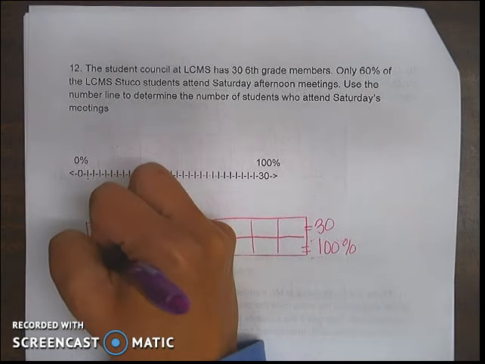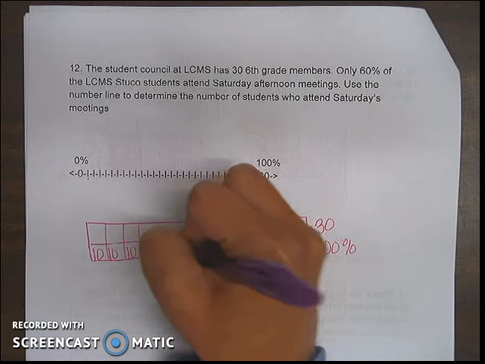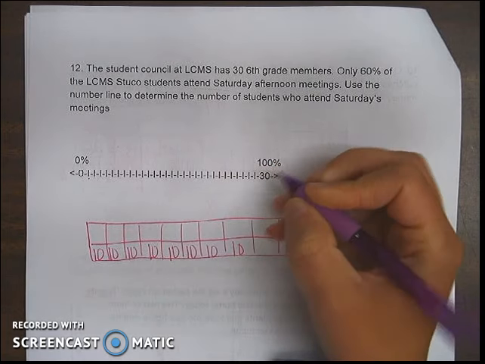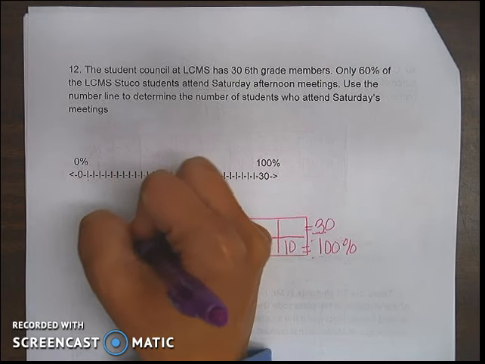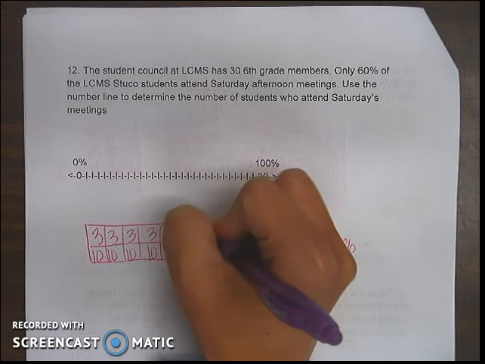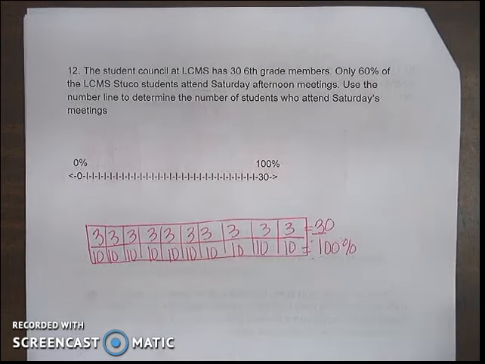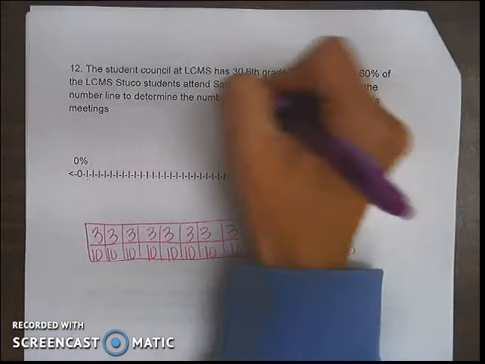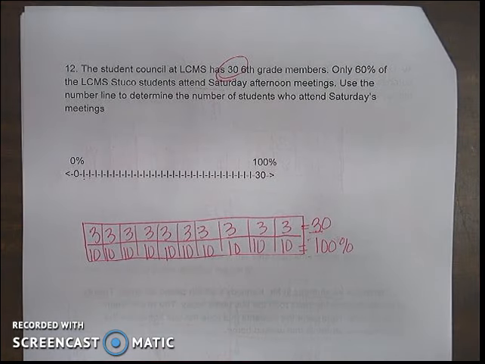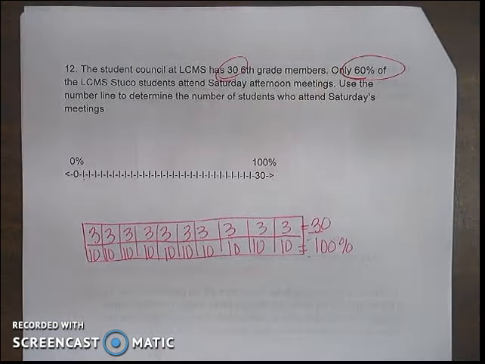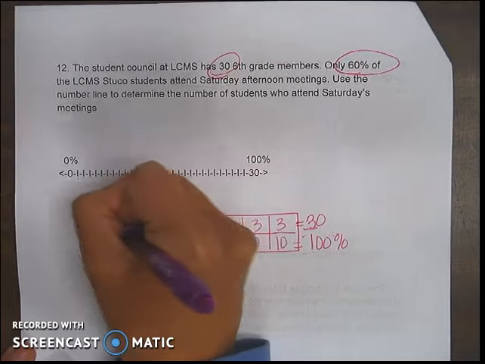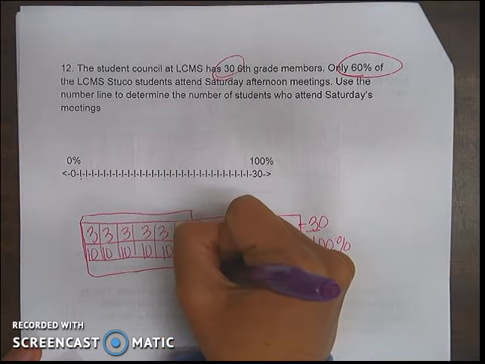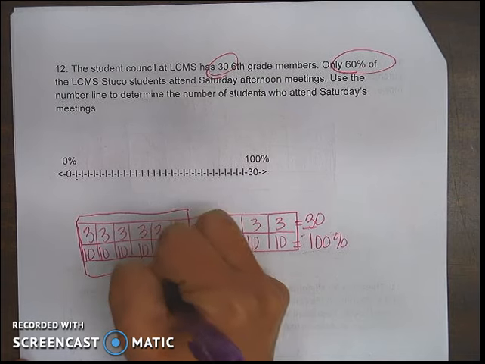Okay, so this is going to be 10 each. Okay, what's 30 divided by 10? 3. How many? There were 30 total. So if I added all that up, I get 30. Only 60% of them showed up. 10, 20, 30, 40, 50, 60. I only care about this percentage right here. This right here is 60%.